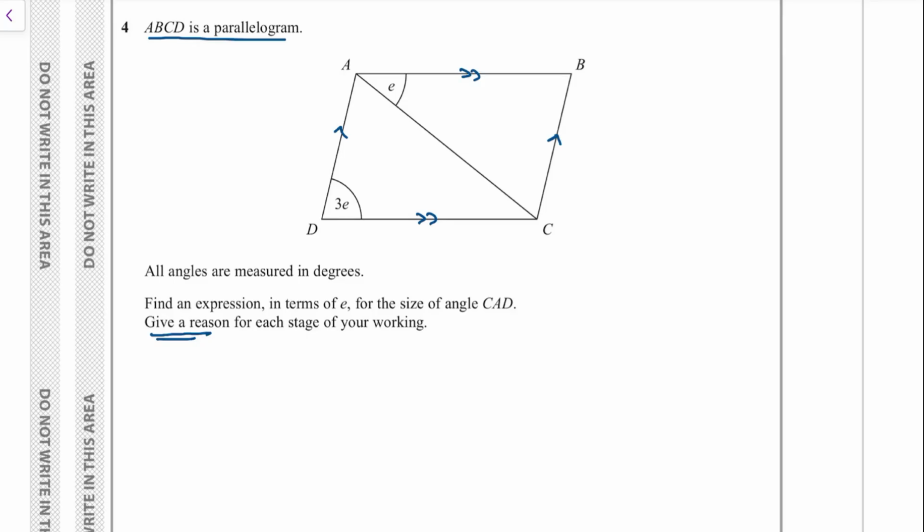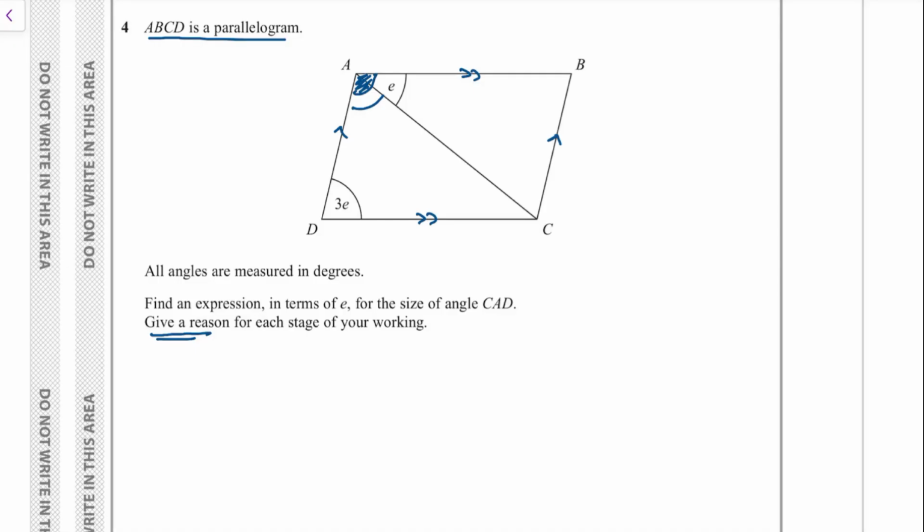So if I think about what's going on here, I know because it's co-interior, I know this angle here is 180 minus 3E because it's co-interior. I know this angle is E, which means I know this angle here is 180 minus 3E minus another E. That's going to be 180 minus 4E. So that's what I think I'm doing. So let's write this down.